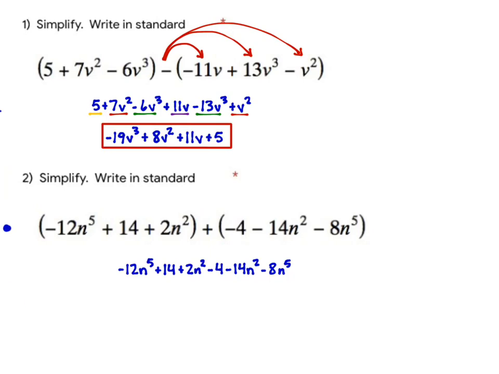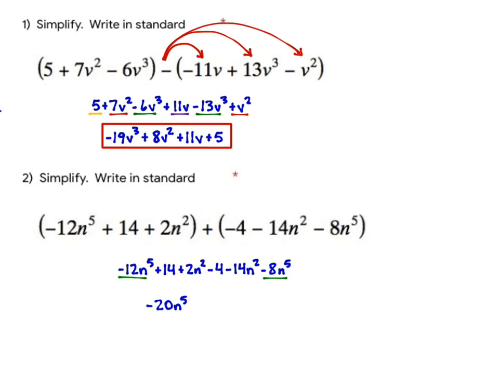From here we're going to combine like terms and list it from highest order first. So n to the fifth is the highest order, so that would be negative 20n to the 5th. Remember, we're basically saying, okay, we have negative 12 of these guys and negative 8 of the same guys. So how many do we have altogether? Well, negative 12 and negative 8 is negative 20.